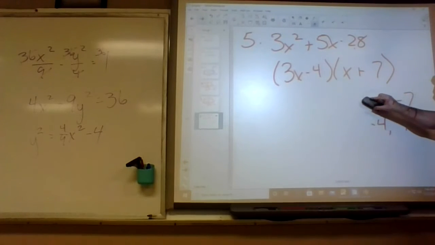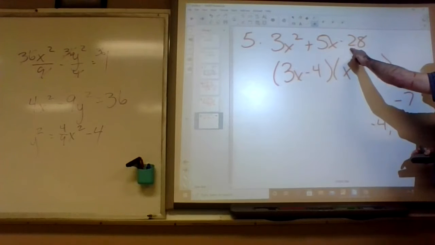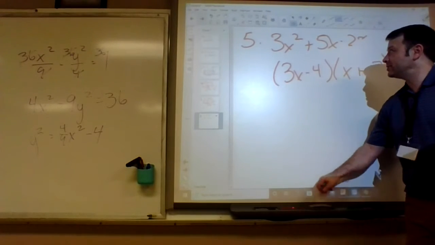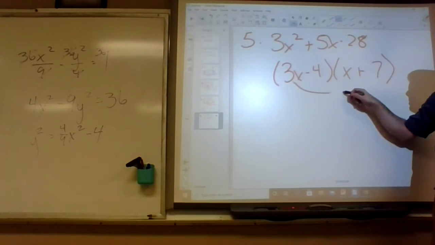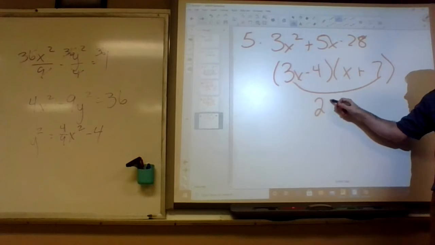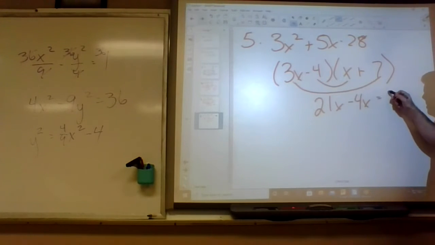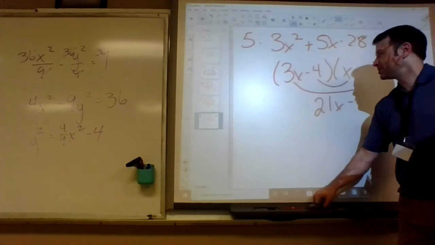Okay. Notice I made one positive, one negative, because it's the -28 they're supposed to multiply to. But it's a +5. If I do the outside, this would be 21x, and the inside is -4x. That is 17x, which is not right. Do the other way. Okay, so I need to switch the 4 and the 7.